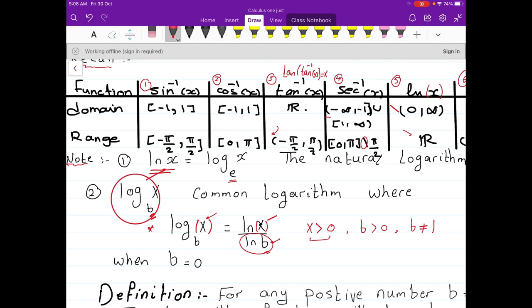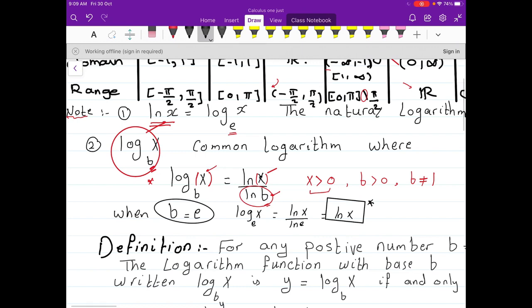Now if we take the base b equal e and substitute, you get log x for the base e equal ln x over ln e, and this is equal to ln x. So notice that ln x is a special case of log x for the base b. When the base equals e we get the function ln x.